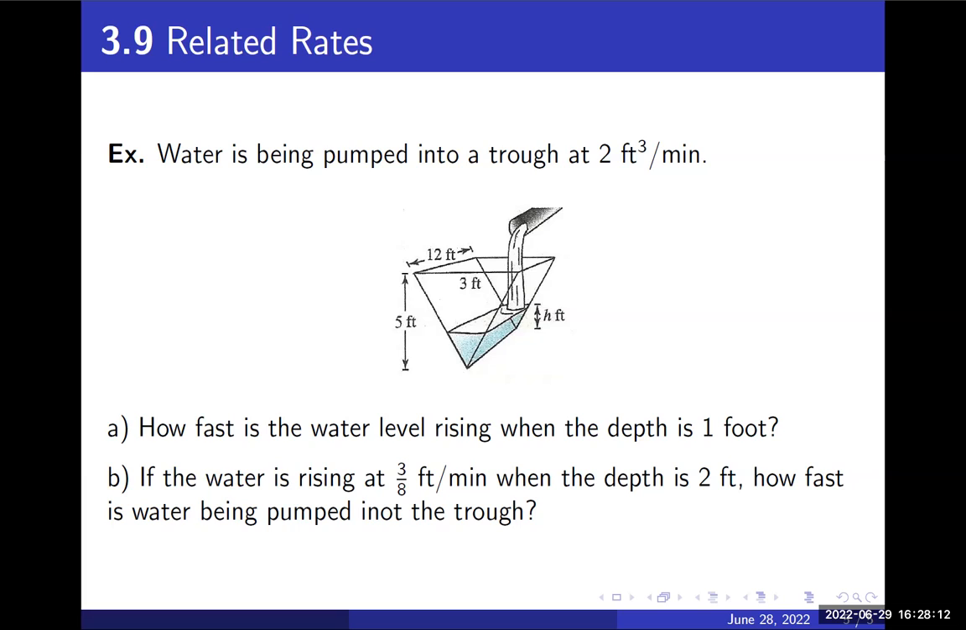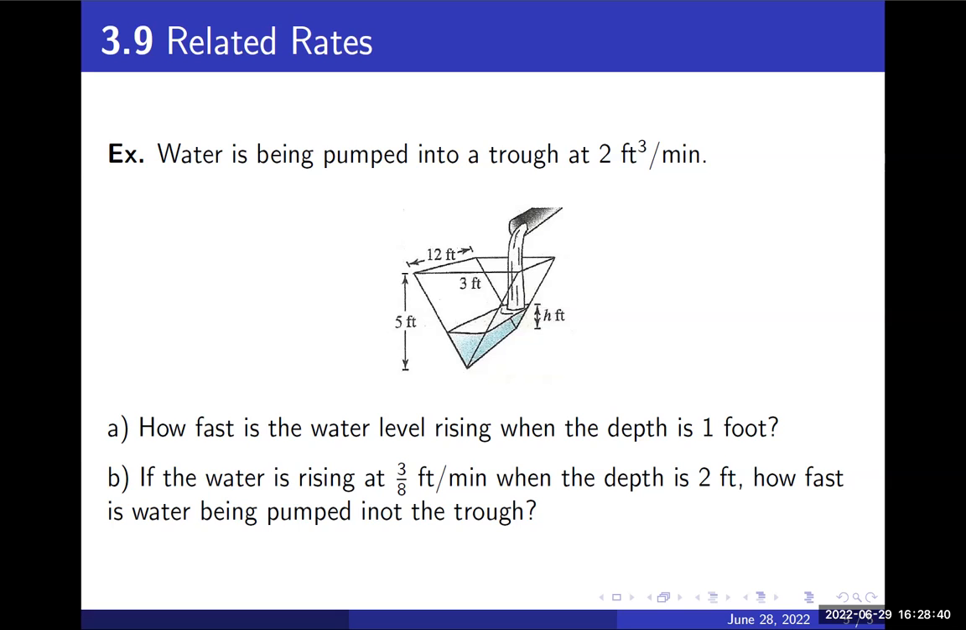You kind of think about that, right? As water pours in, because of the shape, the water level is going to rise really quickly at first when it's very narrow. But as it gets closer to the top and it's wider, if it's always pumping in at the same rate, then the water level is going to be rising slower toward the top of that trough.